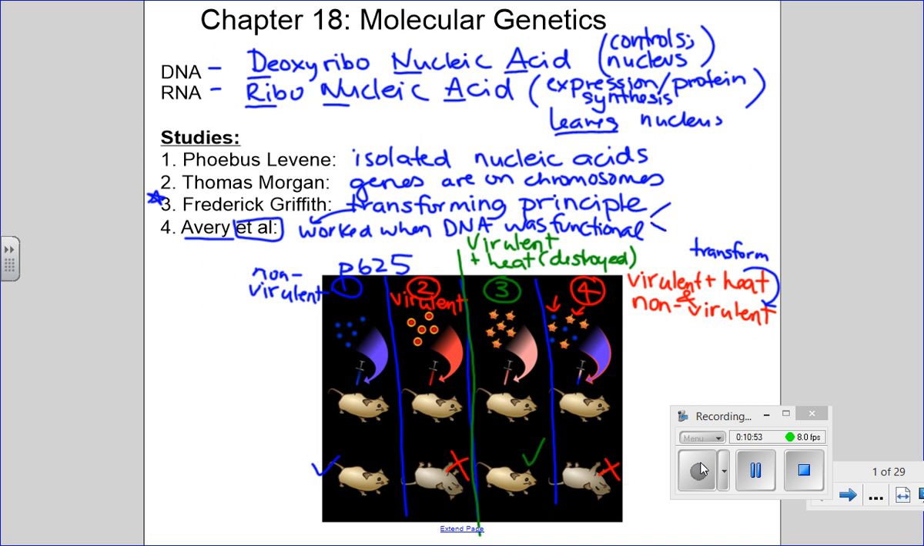Basically, they did two tests. In one test, they destroyed proteins. In another test, they destroyed the DNA. They used enzymes to break it down. And the transforming principle worked in this case, but did not work here. So if we use an enzyme that destroys DNA, the transforming principle does not apply. And if they used an enzyme that destroyed proteins, the transforming principle still applied.